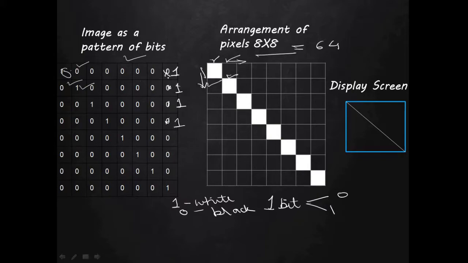Then when the computer again refreshes the screen, you will see that the image has changed, and this pixel will be white, this pixel will be white, and in this way. Understand? On the display screen, a line will appear like this. So in this way we can change the image.